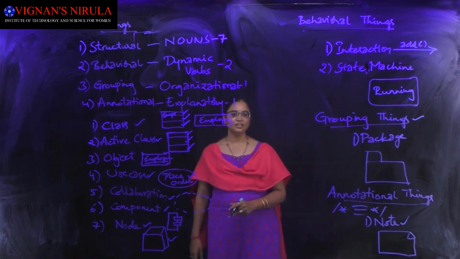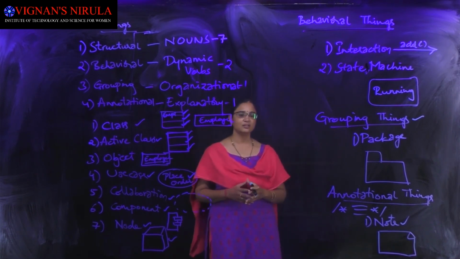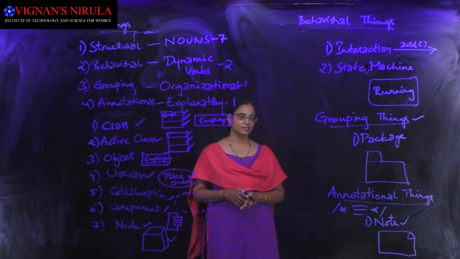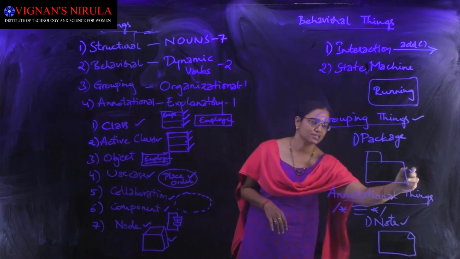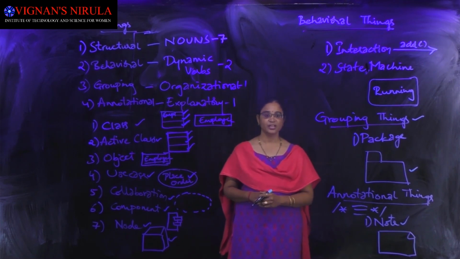Okay. Next, coming to the grouping things. Grouping things are the organizational parts of the UML. These are used to club the elements together. Here we use the package symbol to represent the grouping things. Graphically it can be represented as a folder symbol. Next, coming to the annotational things. These are the explanatory parts of the UML.